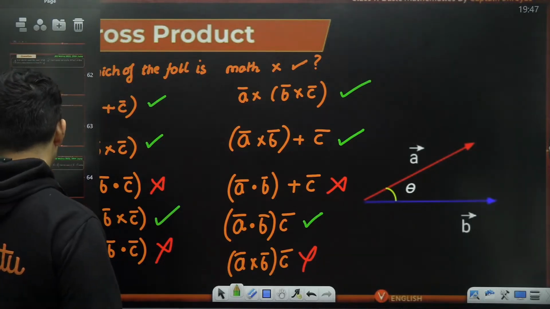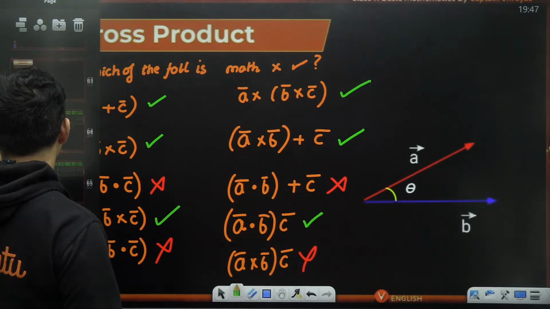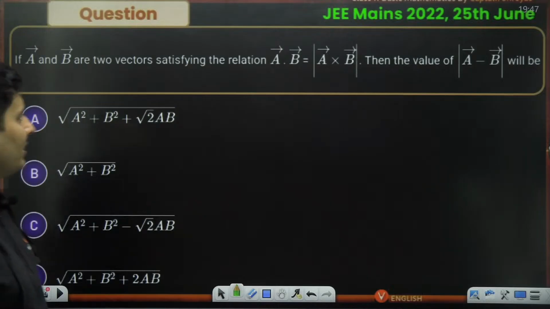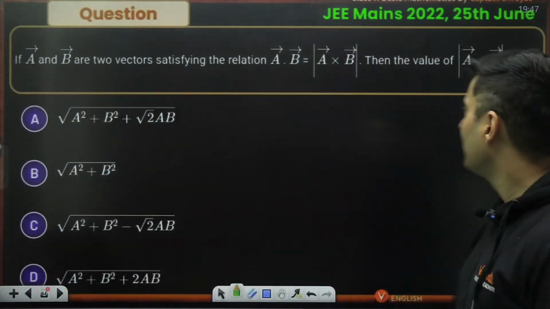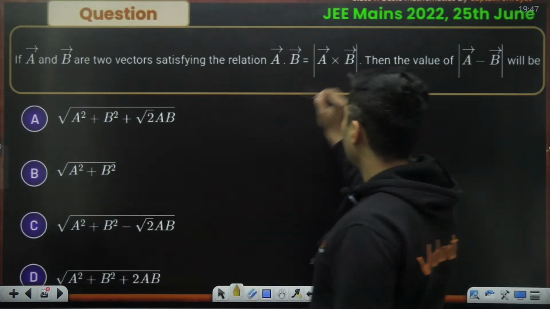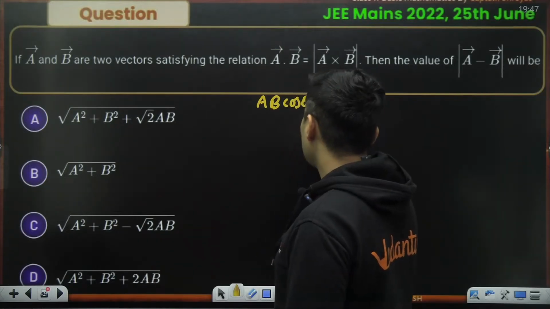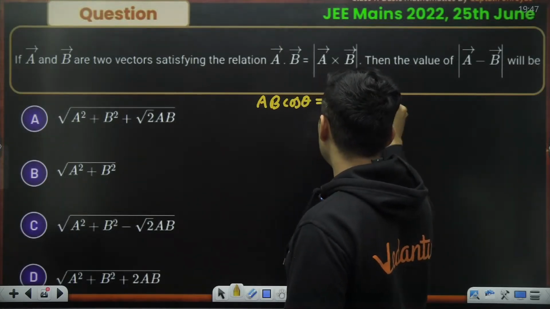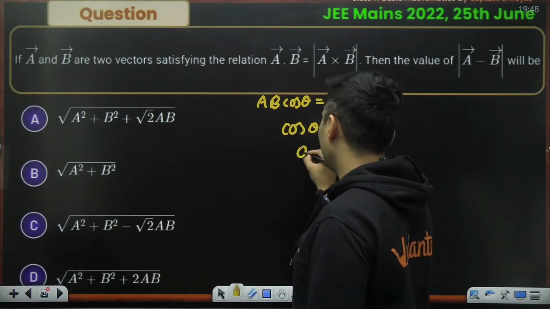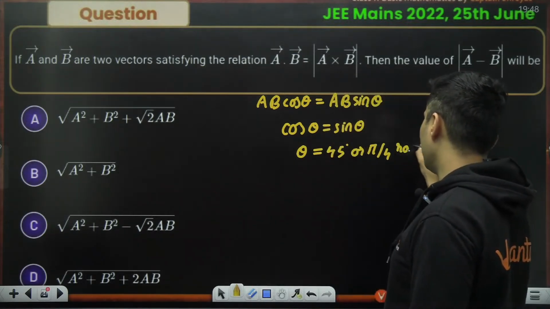All right. Let's see if you guys can do this question. If A and B are two vectors satisfying the relation A dot B is magnitude of A cross B, then can you find the value of A bar minus B bar? Very nice. A dot B means it is A B cos theta. A cross B magnitude means it is A B sin theta. A B cancels, so cos theta is sin theta. That is only true for one angle, when theta is basically 45 degrees or pi by 4 radian.